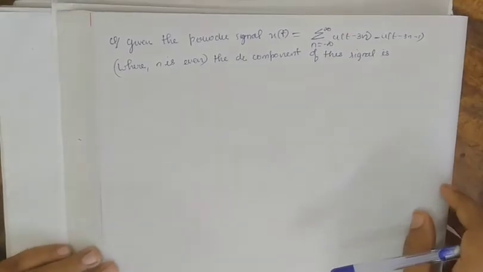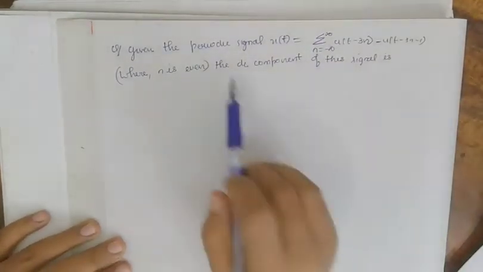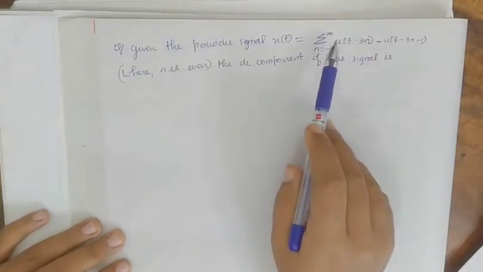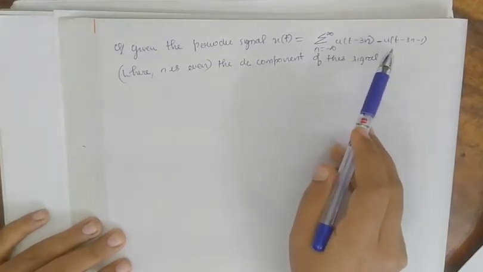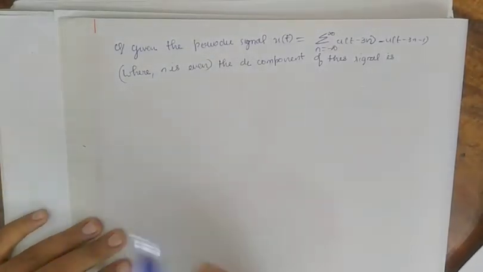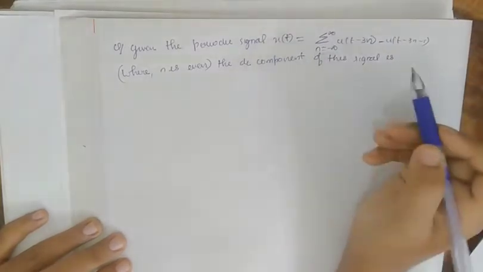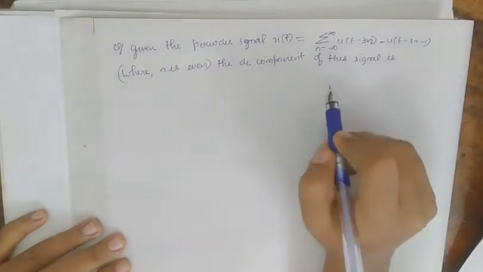Okay, given the periodic signal x of t is equal to sigma n is equal to minus infinity to infinity u of t minus 3n minus u of t minus 3n minus 1, where n is even, the DC component of the signal is. So this is actually a train. Okay, because, as you can see, it is a summation.